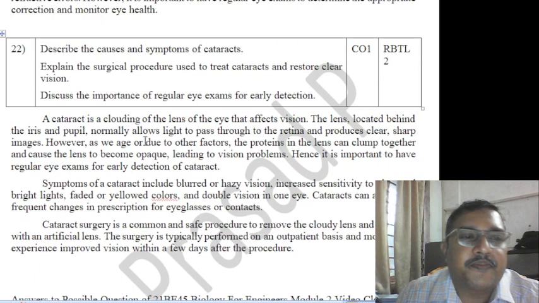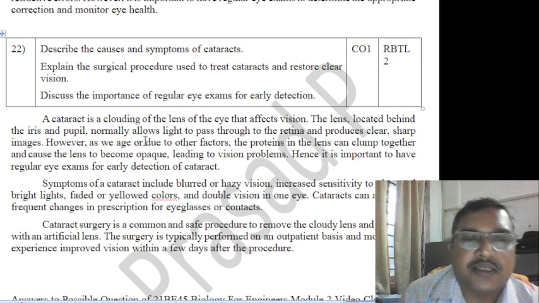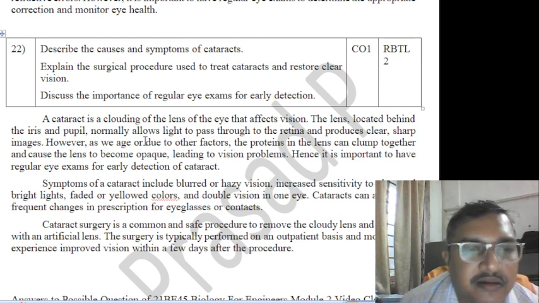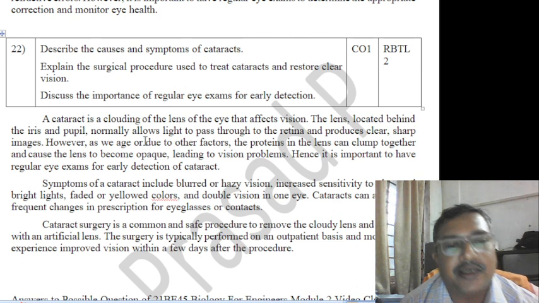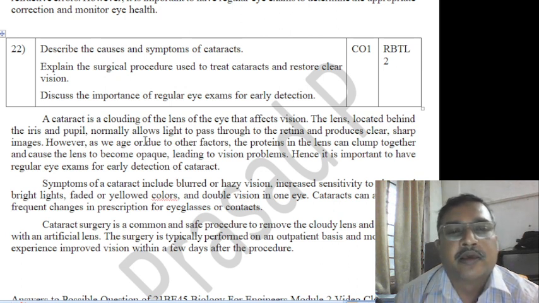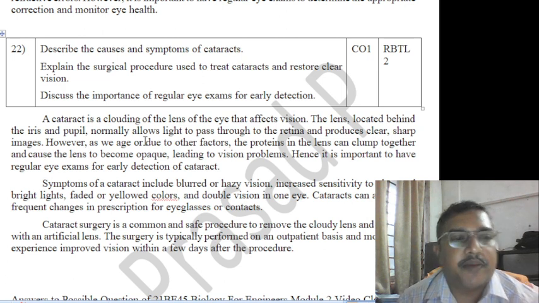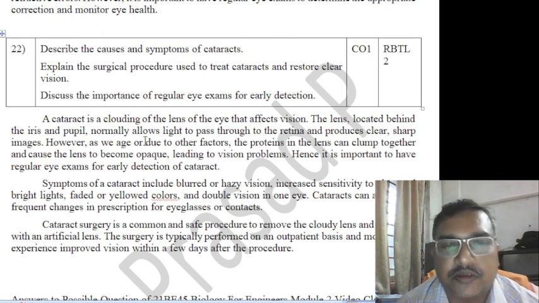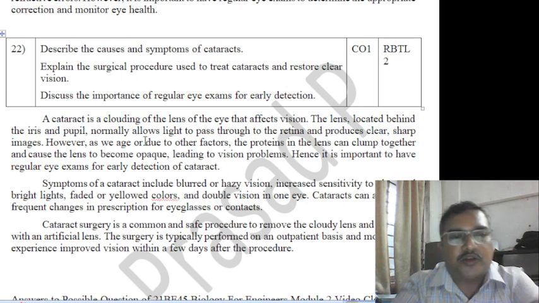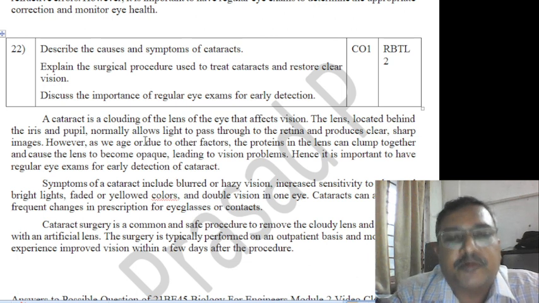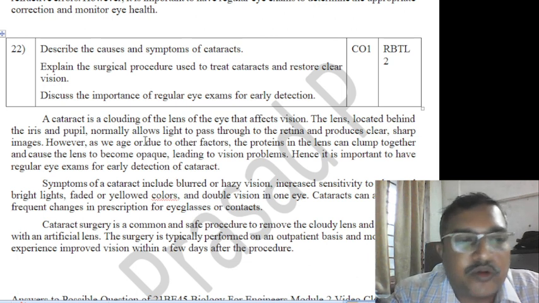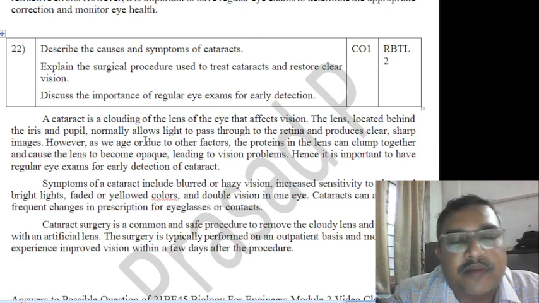Okay, now causes and symptoms of cataracts. Cataract, as I already said, is the cloudiness in the eye which affects the vision. The lens located behind the iris and pupil normally allows light to pass through to the retina and produce clear, sharp images. However, as we age or due to other factors, the proteins in the lens can clump together and cause the lens to become opaque, leading to vision problems.